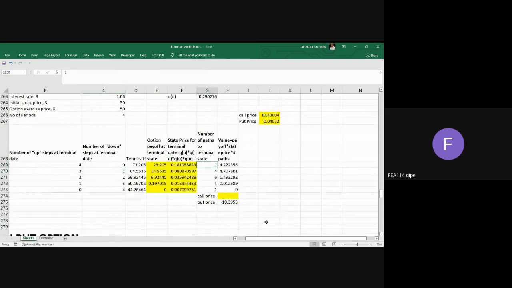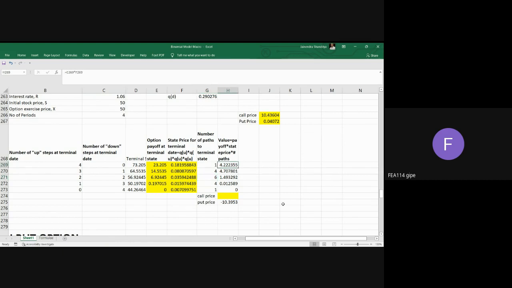So number of paths to terminal state is 1 for the top node, 1 for the bottom node, 4 for the second one, and similarly 4 for the second bottom, and 6 for the middle one, because the middle one can be reached by going twice down, twice up, and then again in between also there are iterations. Now coming to the final step of ours. So this is nothing but the multiplication of this.